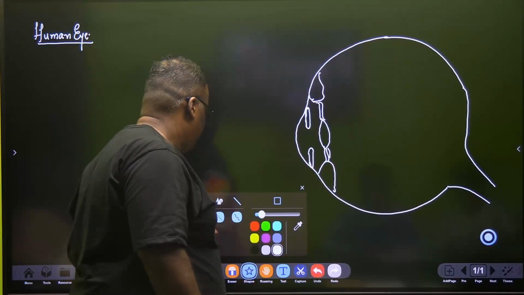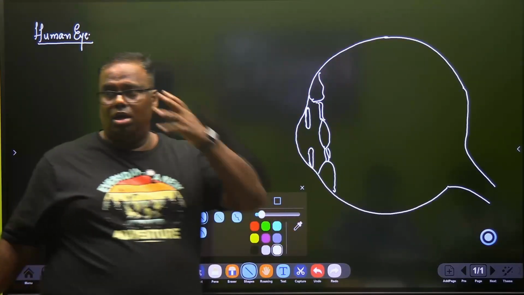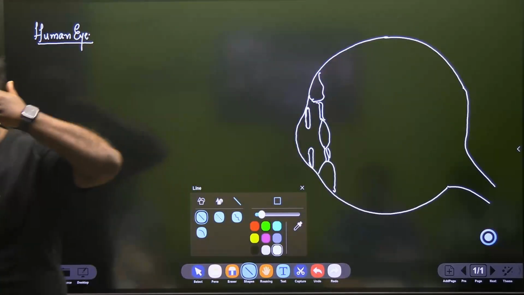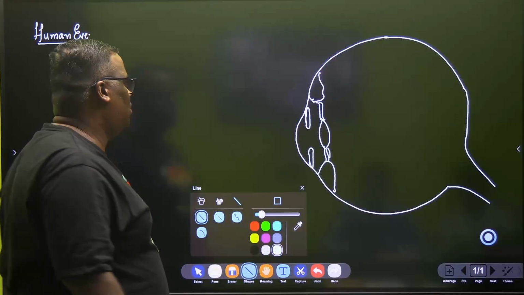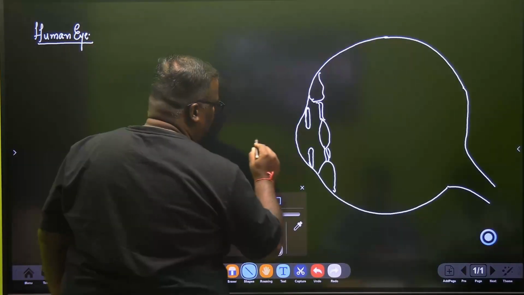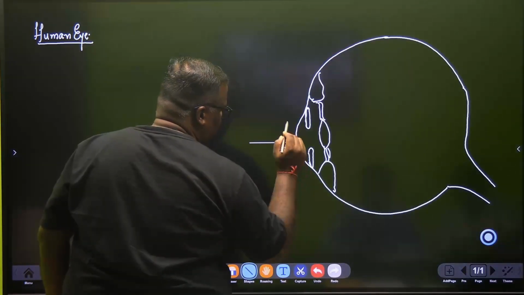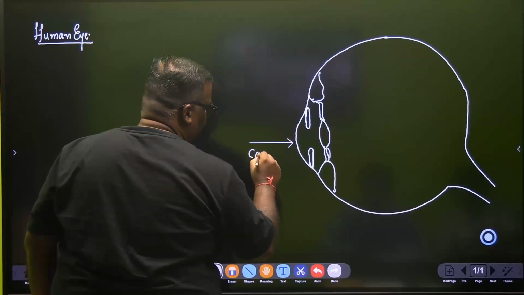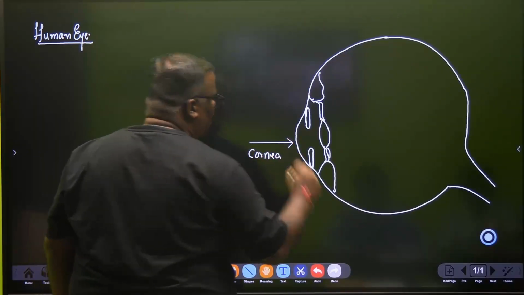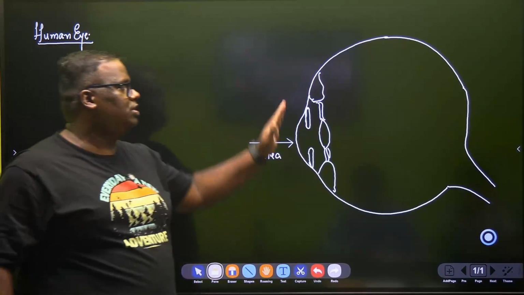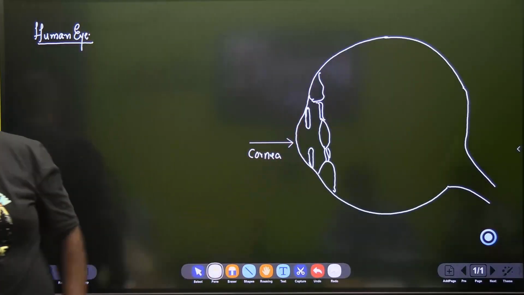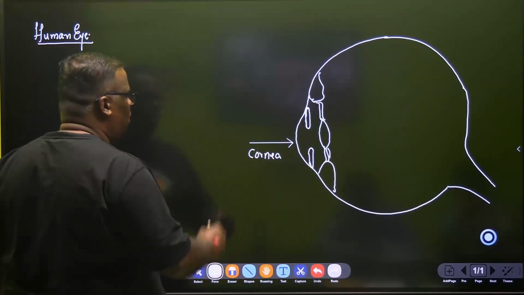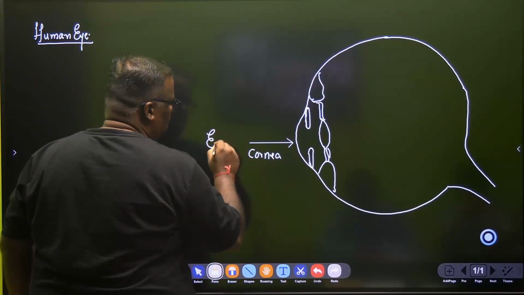The first part, the outer portion of your eye, which is actually bulged outwards, the white portion of your eye, works as a protective part of your eye. So this is known as the cornea. The cornea itself also has a convex shape. Before the cornea, what we will have is the eyelids.